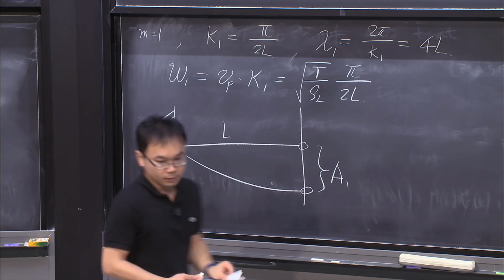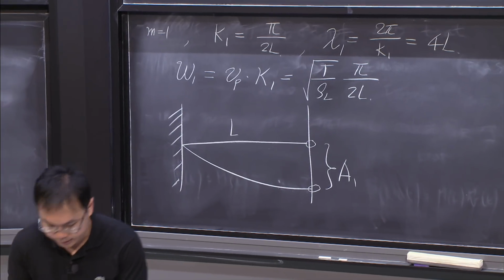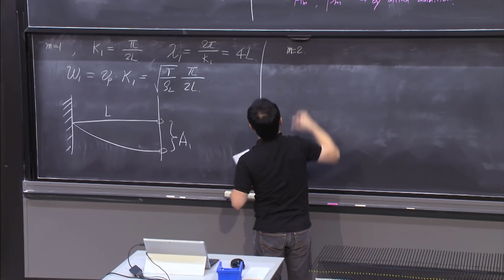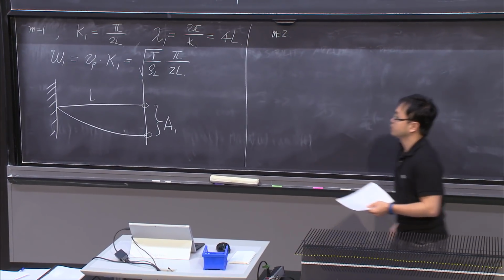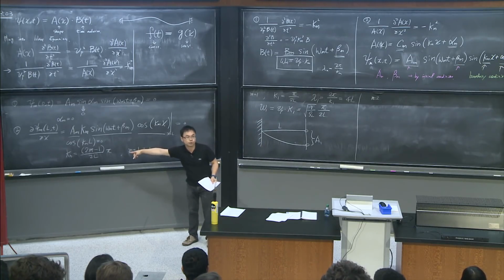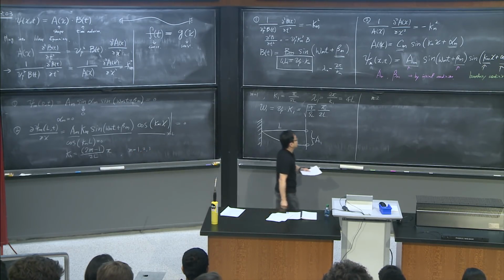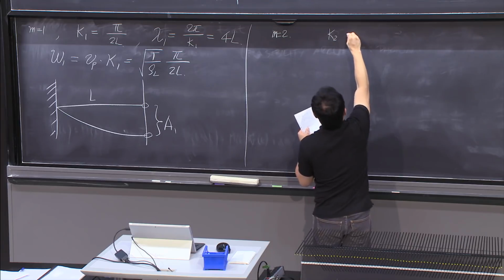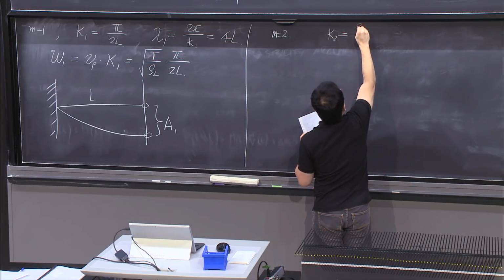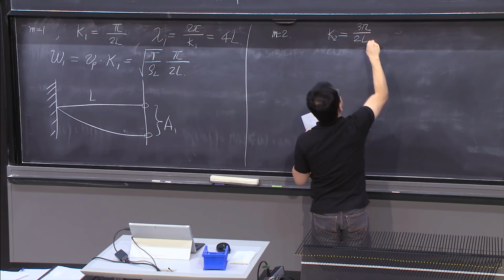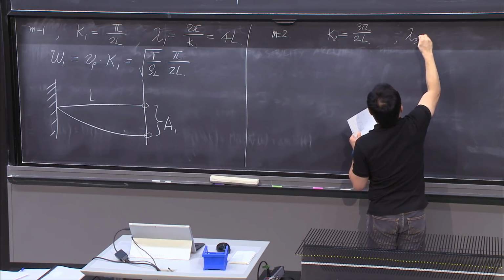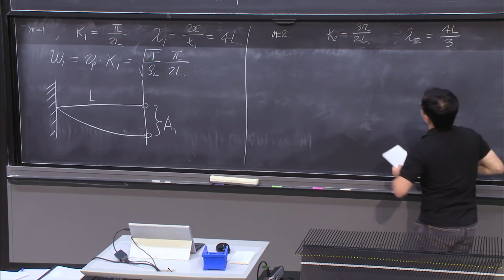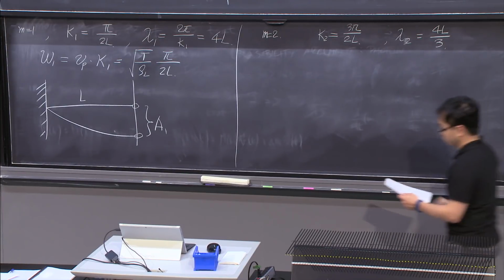Okay? Of course, I can go ahead and calculate what is going to happen if n is equal to 2. If I increase n, what is going to happen is that k is also increased, right? Okay? So k is increased, which means the wavelength is decreased. I have calculated the k for you, and that is equal to 3 pi over 2L. And also lambda 2 will be equal to 4L over 3. You can double check this at home.